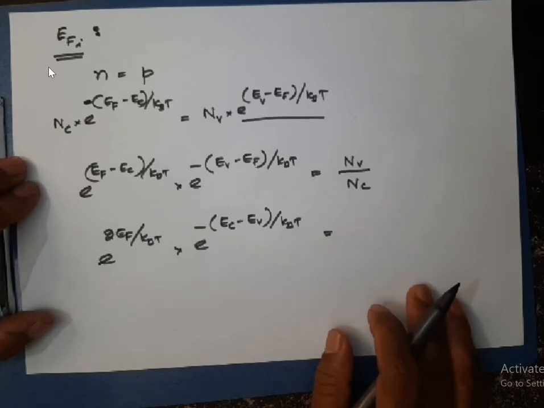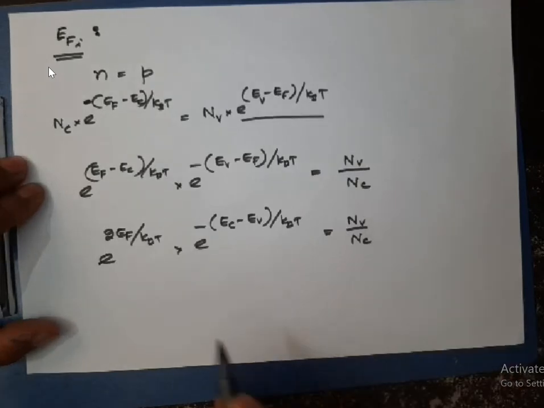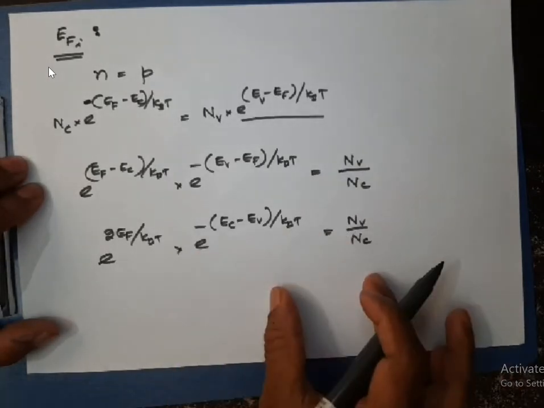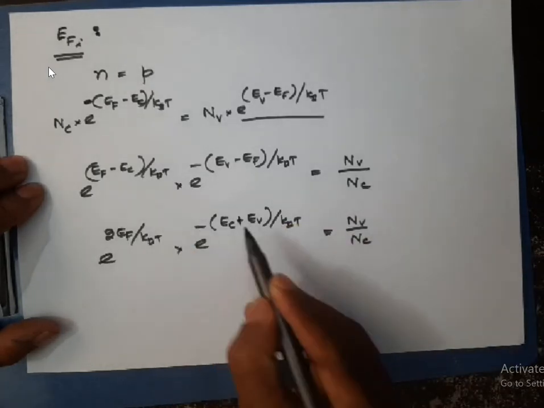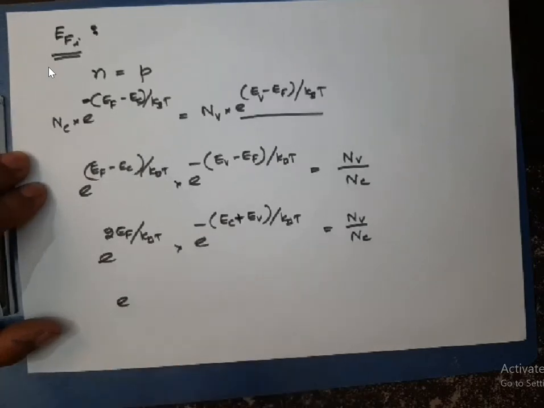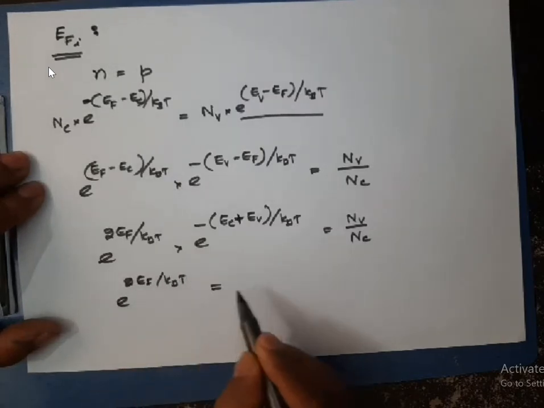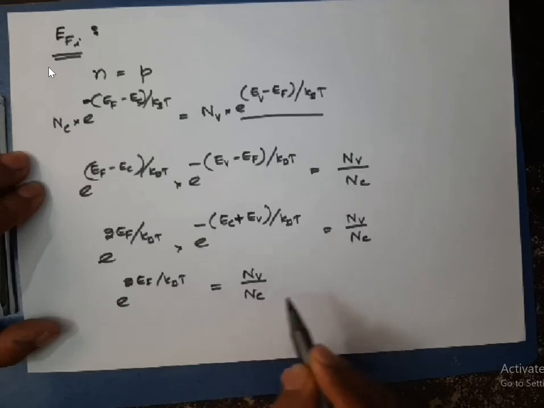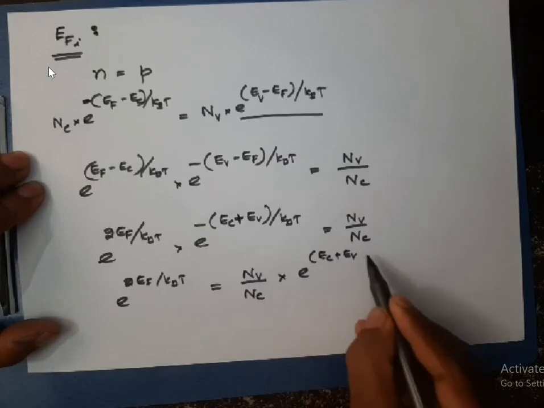Now we'll make some rearrangement here, NV by NC. I'll bring this to the right hand side, so it will go to the denominator. I've taken minus common, so this becomes plus. If you bring it to the right hand side, it comes to the denominator, and if you bring it to the numerator, it becomes positive. So e power 2EF by kBT can be written as NV by NC into e power (EC plus EV) by kBT.